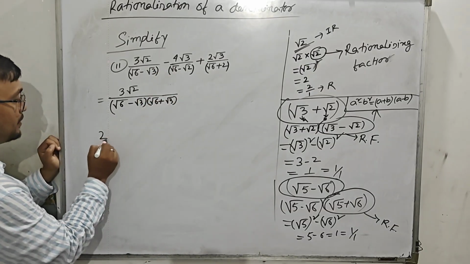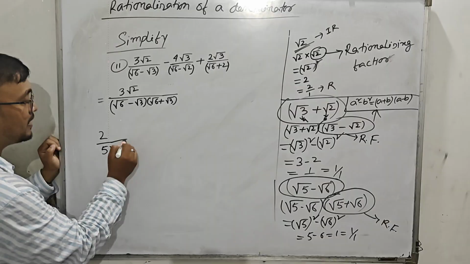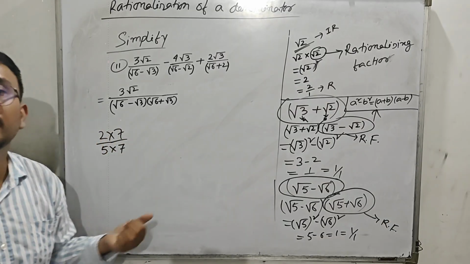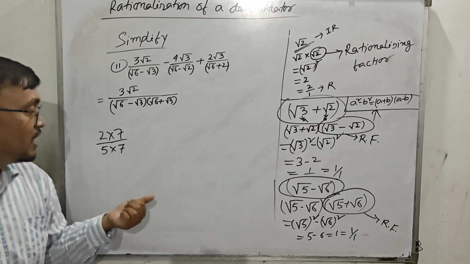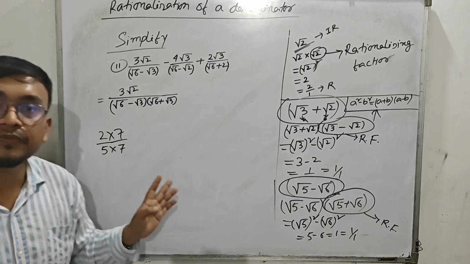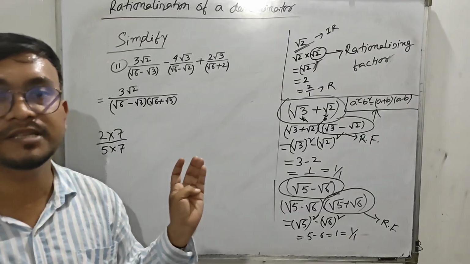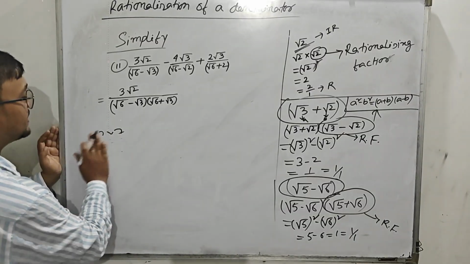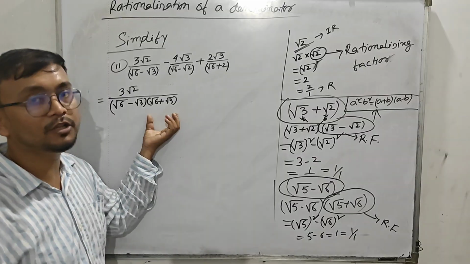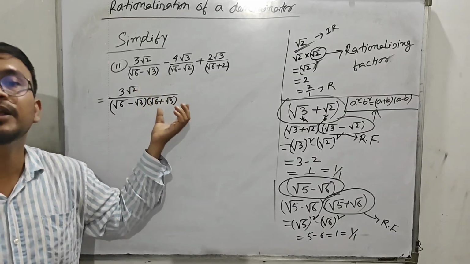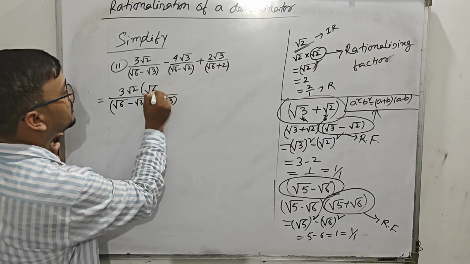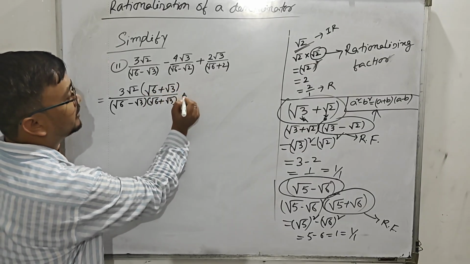Like this, if I have 2 by 5 and I multiply 7 with the 5, I must multiply the 7 with the numerator 2 as well. Why? To balance the fraction, to make it an equivalent fraction. Probably you know the concept of equivalent fraction. So basically, if I am multiplying with the denominator, I must multiply with the numerator as well. So on top, multiply with root 6 plus root 3.